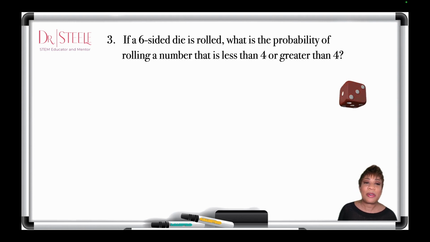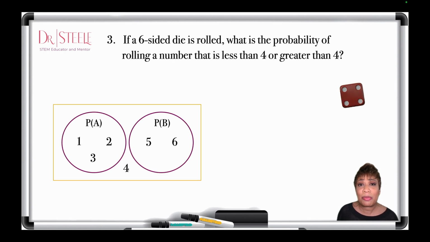And the last question. I'm going to show you a couple of different ways you could have thought about this. So one way, you could have drawn a pretty Venn diagram, right? Where you have the probability of A is a number less than 4, and the probability of B is a number greater than 4. And if you just look inside the circles, we have 5 out of a total of 6 numbers that fit both of those.